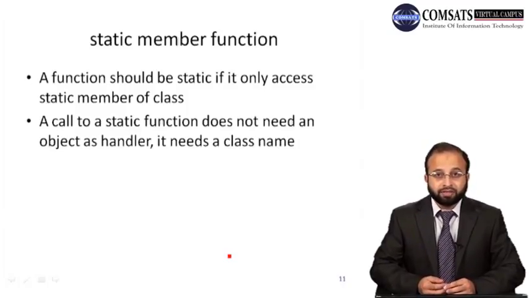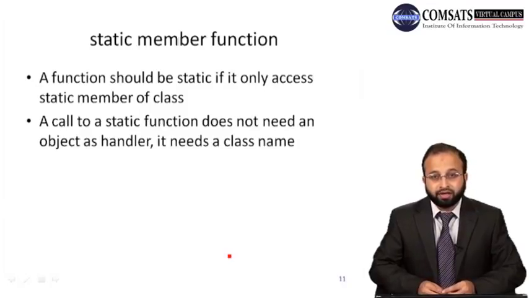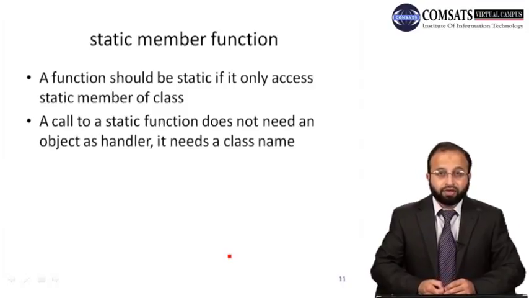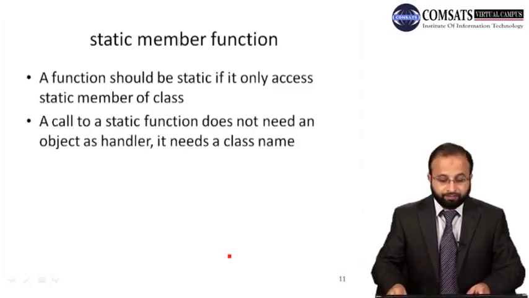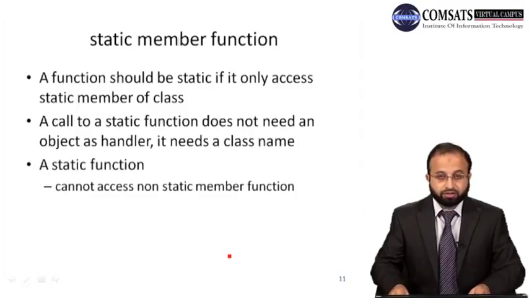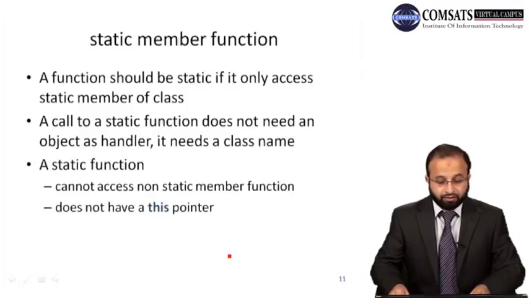Then the this pointer is passed implicitly by the compiler to that function, and that pointer points to the handler, or the invoking object of that function. With this, you can access the private data member, right? But if you are not invoking the static member function with an object, but with the class name, then the this pointer will not be passed to that static function. So a static function cannot access non-static members because it does not have the this pointer. The this pointer is not passed because the function is not meant to access non-static data members of the class.